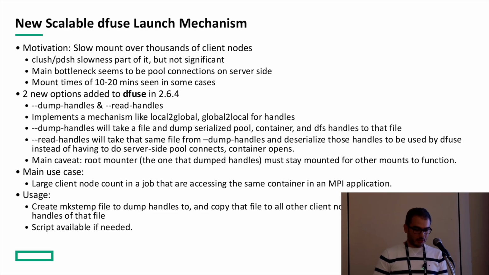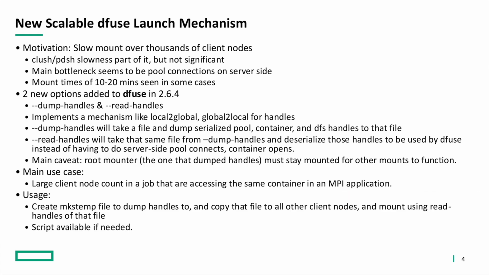Another thing we added for 2.6.4 is a way to launch dfuse in a scalable manner on big systems like Aurora, for example. We found that if you are mounting dfuse from every node, and you have 8,000, 10,000 nodes mounting dfuse at the same time, that was pretty slow. It was sometimes taking 10, 20 minutes out of the job to just mount dfuse. So that was a pretty hard pain point for users.